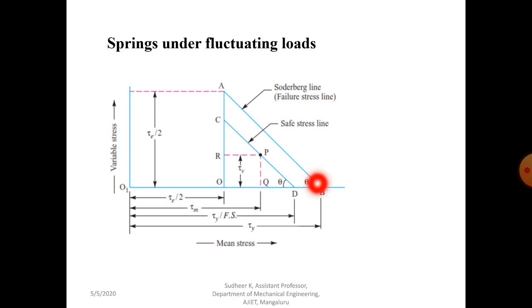So it's nothing but a parallel line we have to construct, that is the CD line. We have to construct it from the abscissa in such a way that the OD should be equal to tau y divided by factor of safety. It's given here. Fs is nothing but factor of safety. The OD distance is given by tau y divided by FOS, or factor of safety.